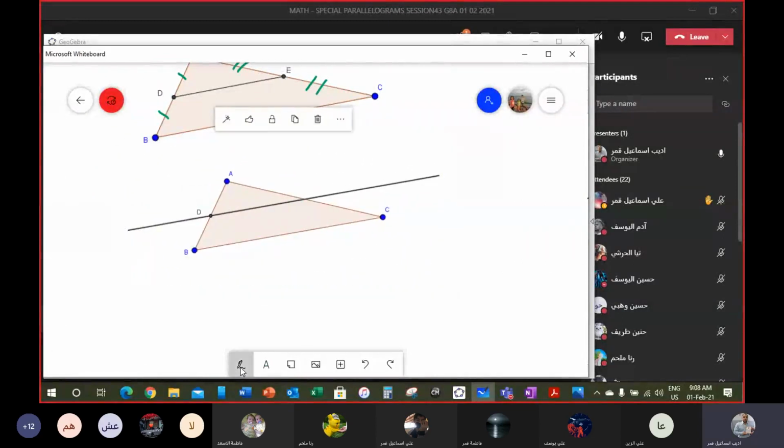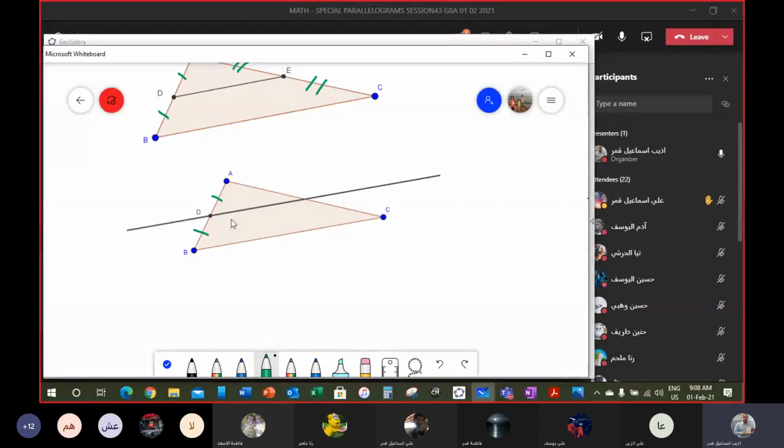Okay, in this figure we have D is the midpoint of AB. And I have this line parallel to BC. These marks mean that they are parallel. Okay, and through D we draw the parallel to BC. Then it cuts AC at its midpoint. This point here, let's call it M. Then it cuts AC at its midpoint M of the side AC.